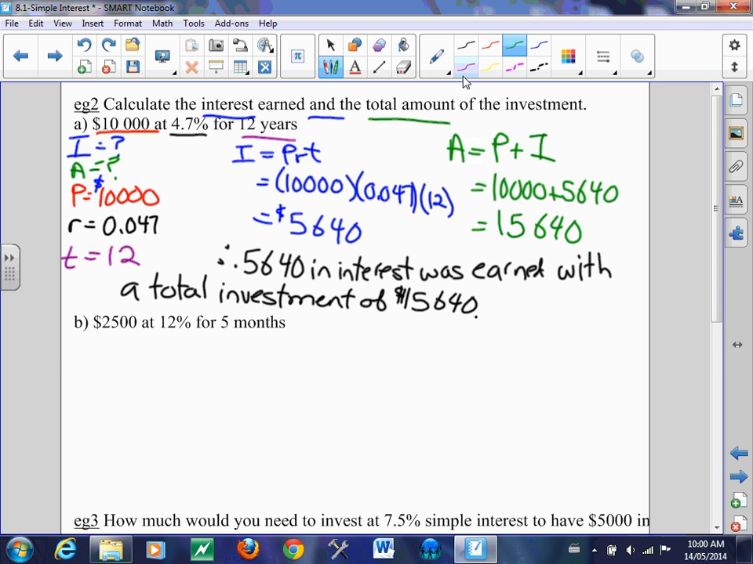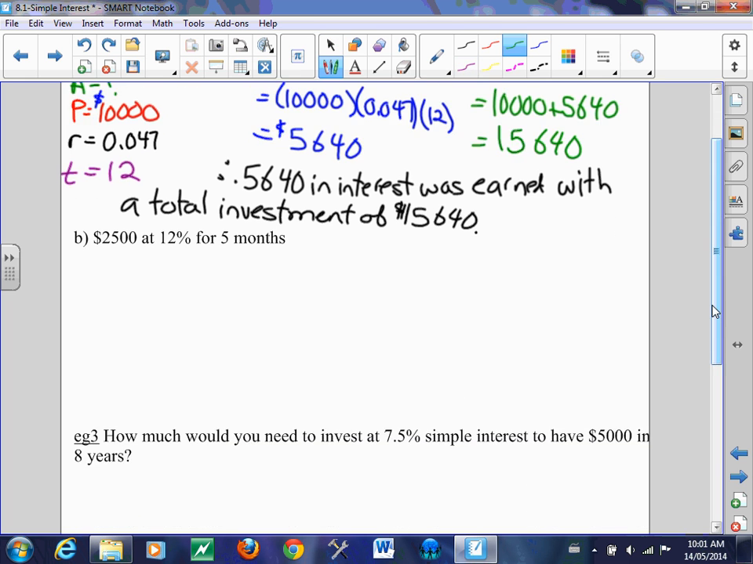I'm not going to color code it this time. I'm going to go a little faster. Okay. So we need to find, in this case, I and A, sorry, my fault, ladies and gentlemen. Okay, principal's given at $2,500. Okay, rate, change it to a decimal, 0.12. And be careful here, time equals 5 months. Well, how many months are in a year? 5 over 12. Just leave it as a fraction. Let the calculator do the work for you.